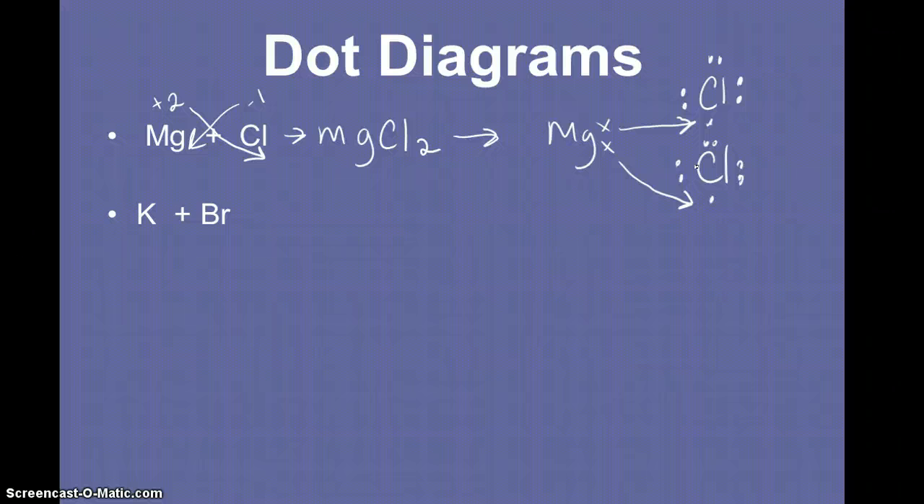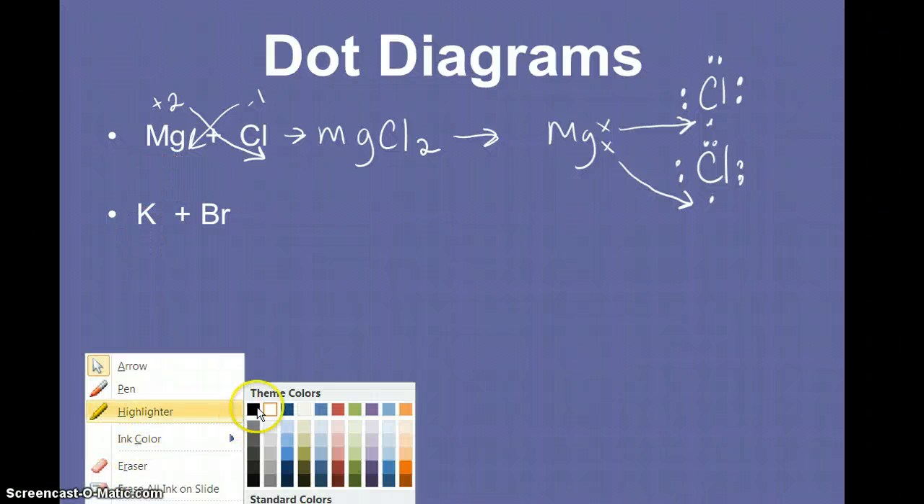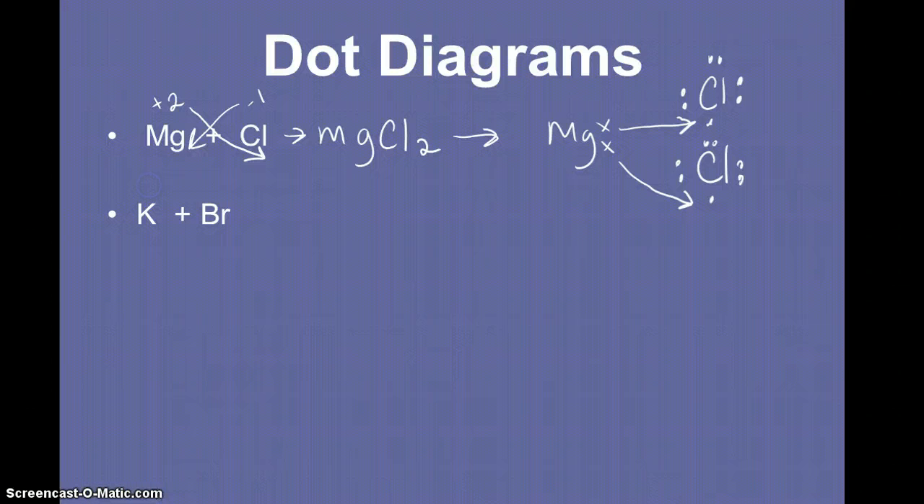Let's try another one. Here we have potassium and bromine. Potassium is atomic number 19 on the periodic chart. It has an oxidation state of 1. Bromine, atomic number 35, has an oxidation state of 1. Now, if these 2 numbers switch, that will give me 2 1s. They would cancel each other out. You don't put the 1s there. They are telling you that there's 1 potassium, 1 bromine. We're good.